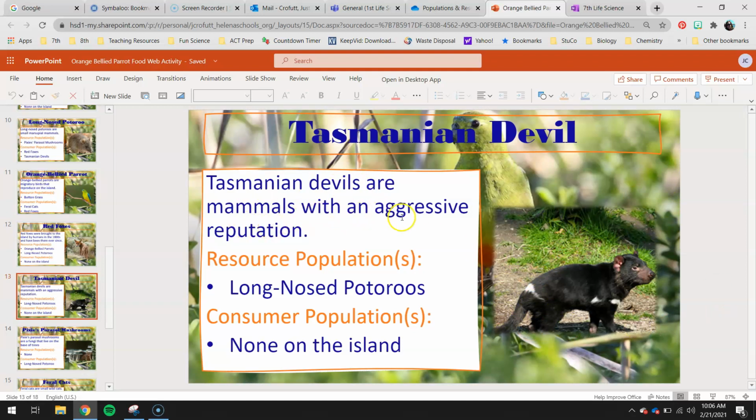Tasmanian devils are mammals with an aggressive reputation. If you have ever watched Looney Tunes, you know that they're quite aggressive. Their resource population, the thing they like to hunt and eat, is the long-nosed potoroo. And because they are a top-tier predator, they have no consumer populations on the island.